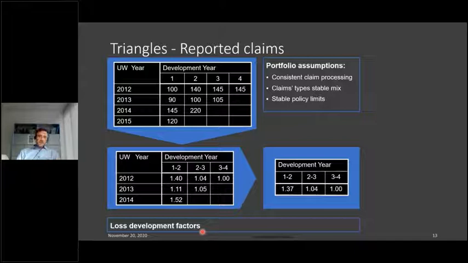But very simplistically speaking, on the top left, we would realize for underwriting year 2012, on development year 1, we would be looking at 100 units of loss, development year 2, 140. So from year 1 to 2, we saw an increase of 40%, which we are then reflecting in the bottom left, like Simon's showing you. Once we've done that for a few underwriting years, we are able to accumulate the factors, the development factors, from year 1 to 2, from year 2 to 3, and from year 3 to 4.